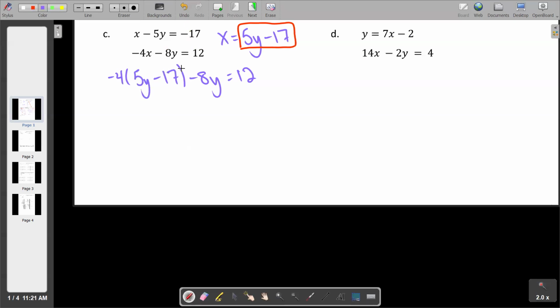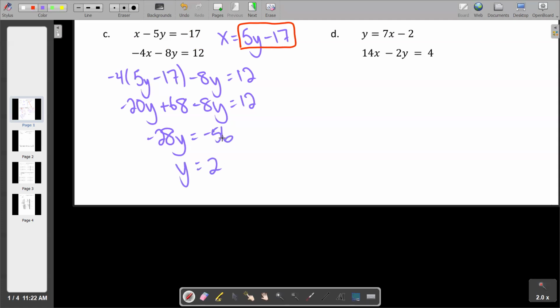From this point, the next minute of our time together has nothing to do with anything that we learned any time past the middle of September. It's just an equation, and we don't mess these up, right? We distribute correctly, so that's negative 20. That's positive 68. And then we do 2 steps at once a lot of times here. Combine. My y's make negative 28. I subtract 68 from positive 12, giving me negative 56, and then I divide to get y equals positive 2.